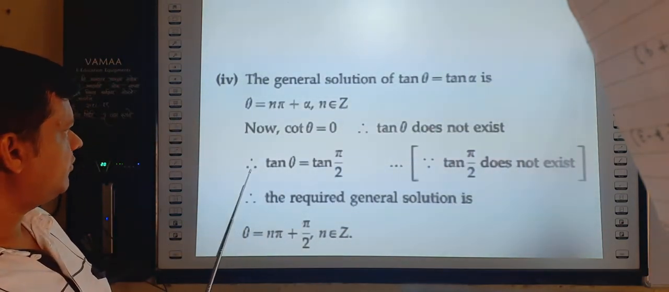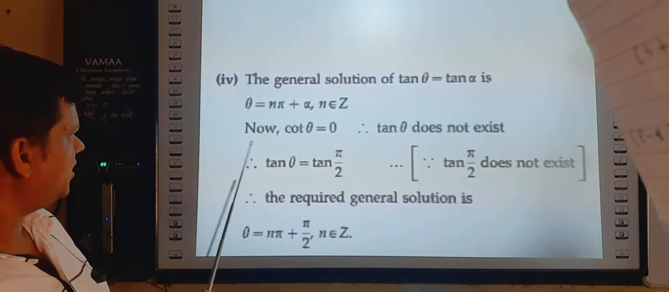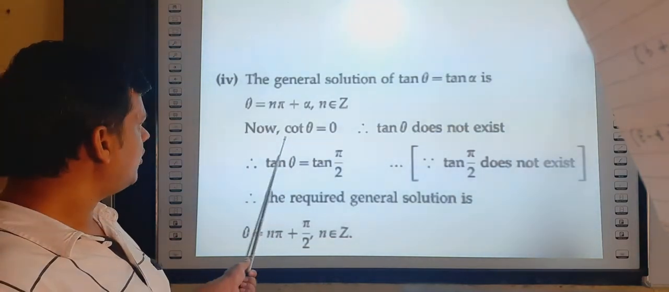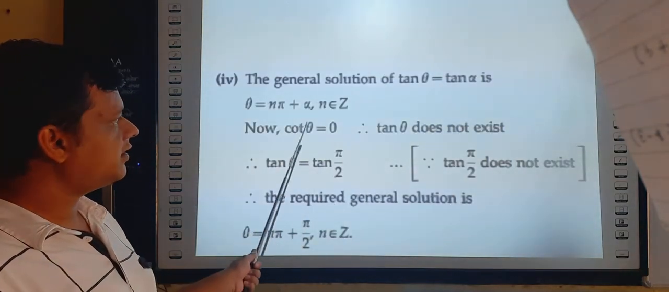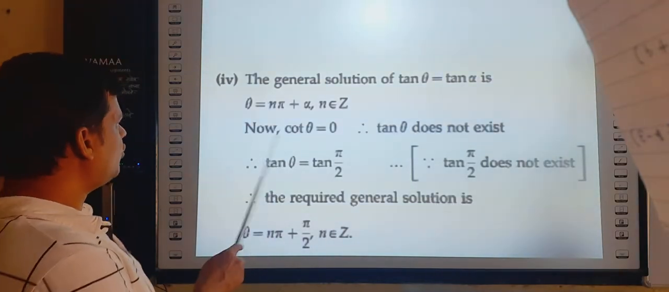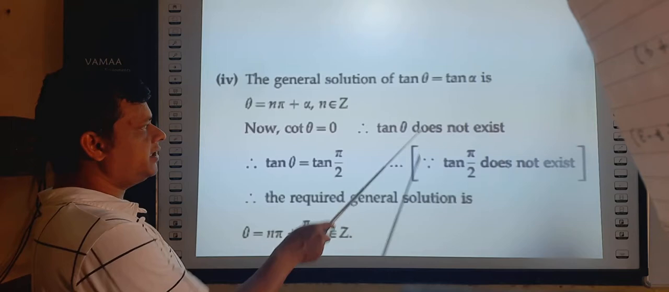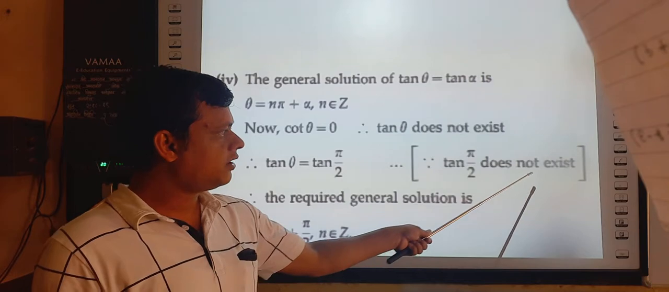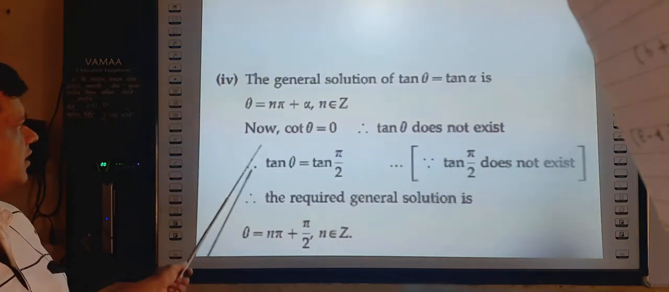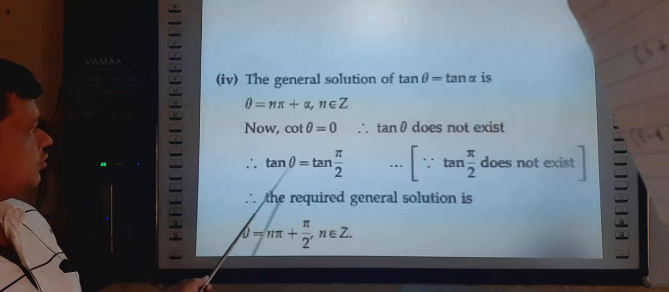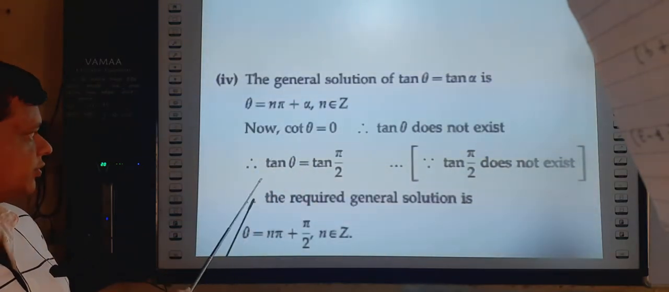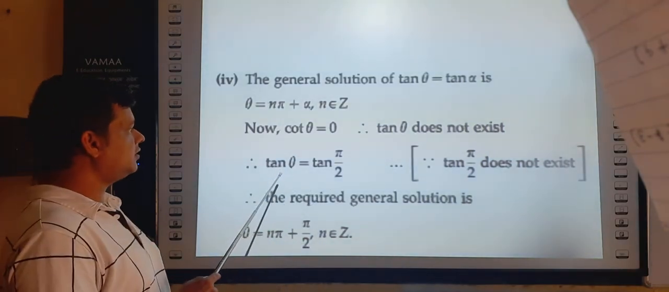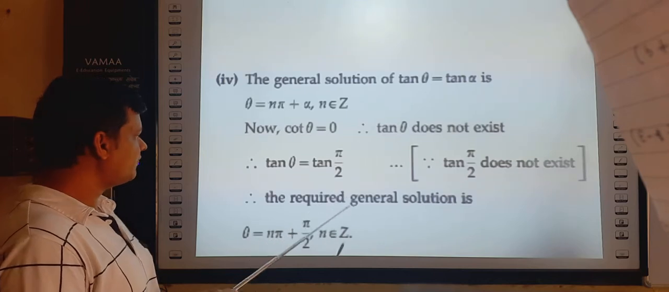Now see the fourth example. Here the given problem is in the form of the cot ratio, so we replace it with tan. Now cot theta equals 0, therefore tan theta does not exist. So we write here tan pi by 2 does not exist. Now cot theta equals 0, therefore after taking its reciprocal we get tan theta equals tan pi by 2. So we have to find the general solution for tan theta equals tan pi by 2.